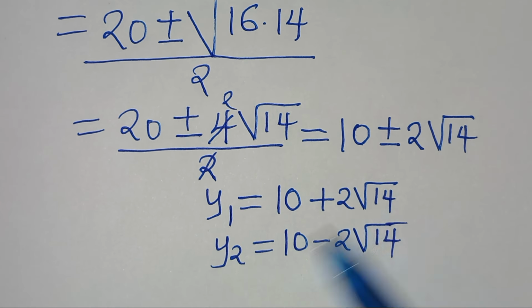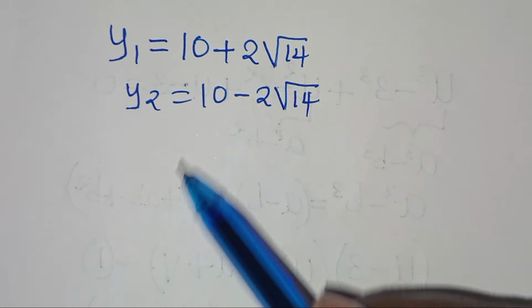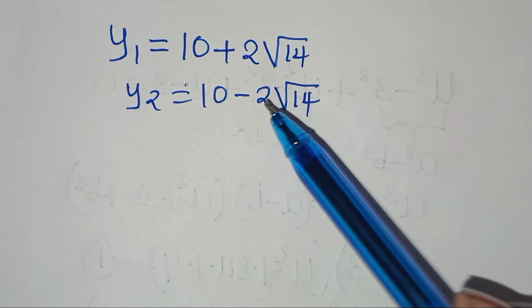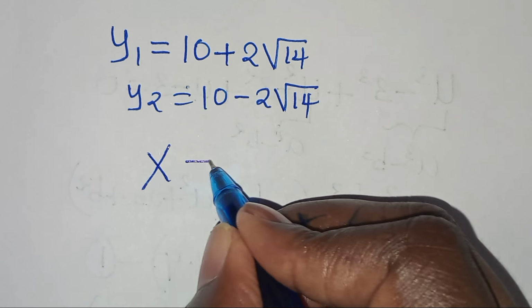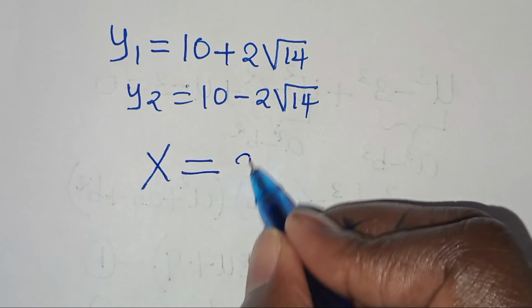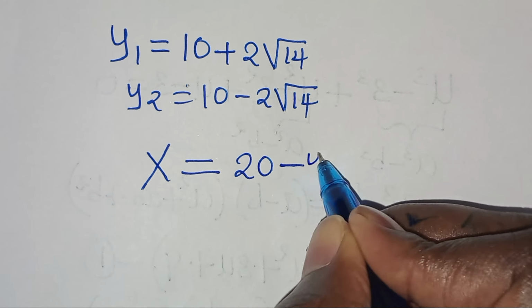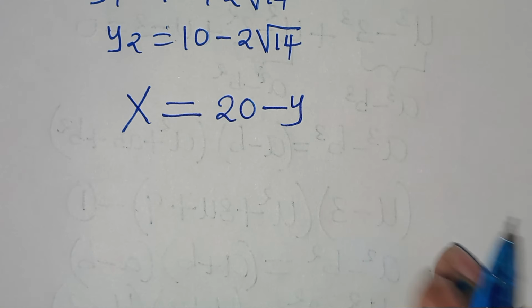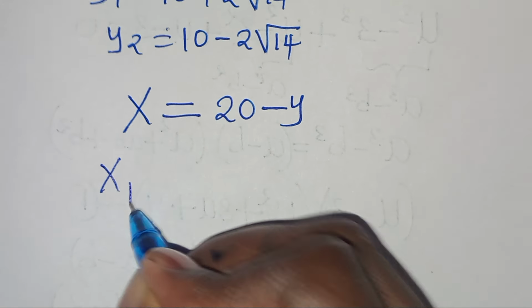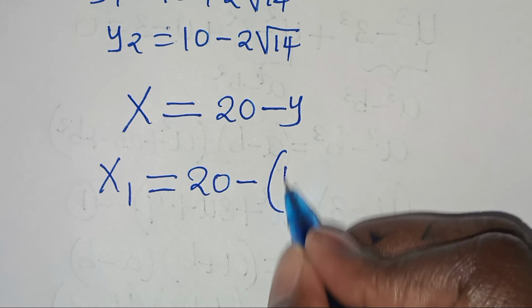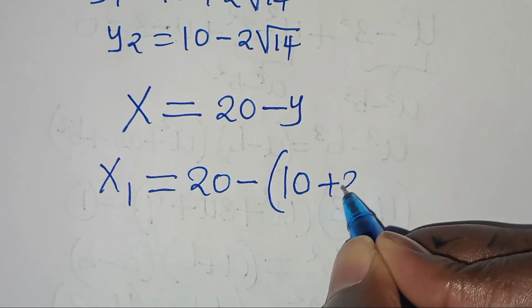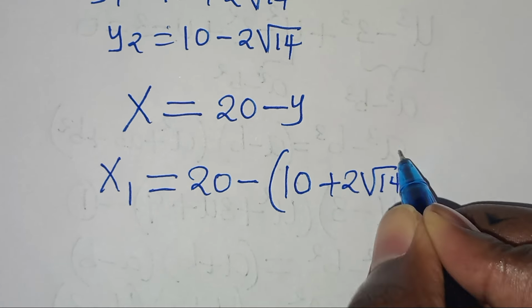So let's solve for the corresponding values of x, that is x1 and x2. Since we have y1 and y2, let's solve for the values of x. From equation 3, x is equal to 20 minus y. So this means that x1 is equal to 20 minus y1, which is 10 plus 2 square root of 14.